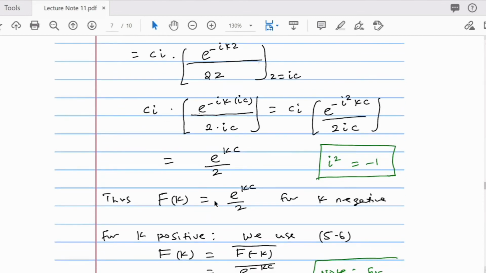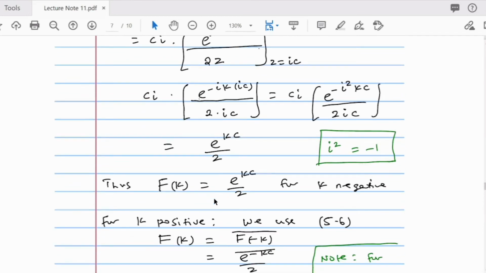We always use Jordan's lemma and residue theory for the case in which your k is negative, because if your k is negative, minus k is positive. That is the idea. Don't forget this. This is a tip for you. When your k is negative, minus k is positive, then you can use Jordan's lemma with residue theory.